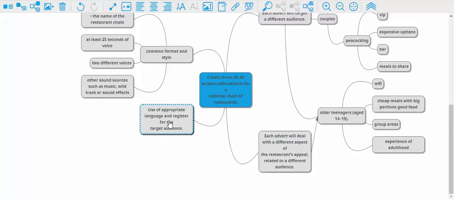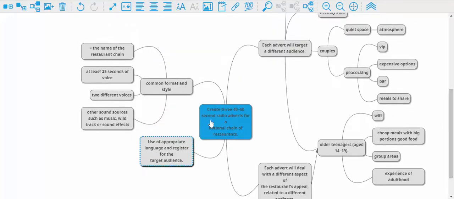Okay, use of appropriate language and register for the audience. So we need to think about each of those audiences and how they want to be spoken to, which is the register, and what sort of language is going to be appropriate for them. So use of slang, use of specific words. Who are my voices going to be? Well, that might depend as well. I might have different ones for every single advert. But what I'm definitely going to try and do is make them relatable to the audience.